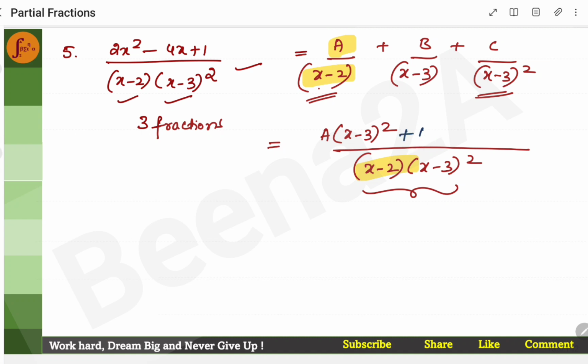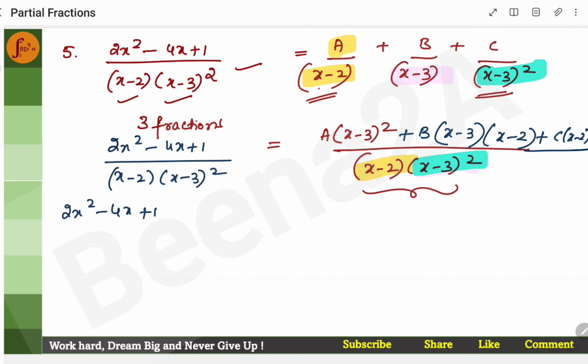Now with B, I have x minus 3 here already, right? But I need x minus 3 the whole square. That means there should be one more x minus 3 here and x minus 2. Plus C into, I have x minus 3 the whole square here, right? What is left over? X minus 2. So C into x minus 2, right? So the denominators will get cancelled, right? So let me rewrite this.